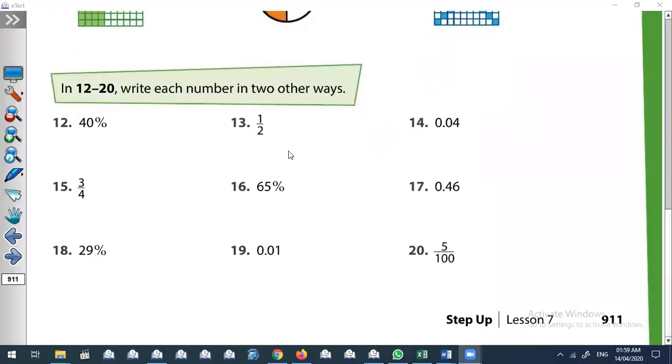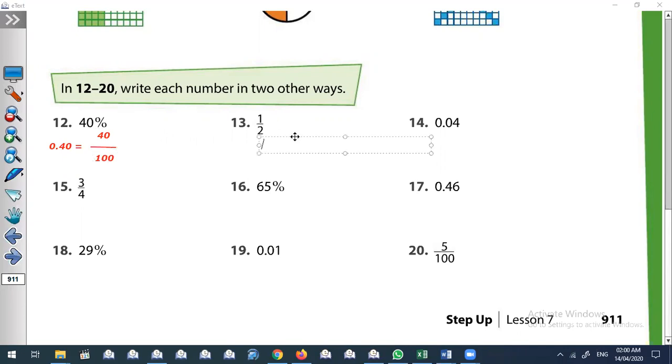Write each number in two other ways. Here we have a percent already. So change it into decimal. It's very easy. Like that, 0.40. What about the fraction? The fraction will be like that. Up 40, down always 100.